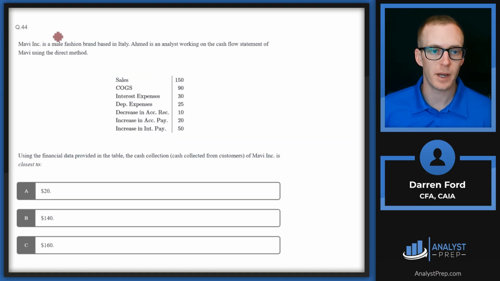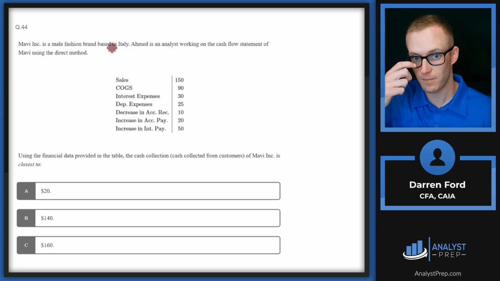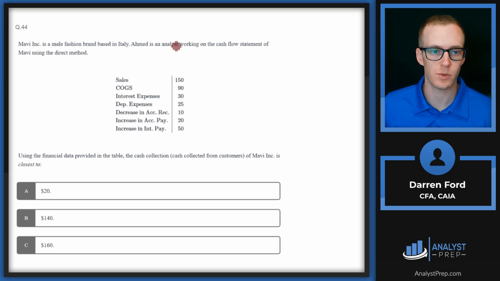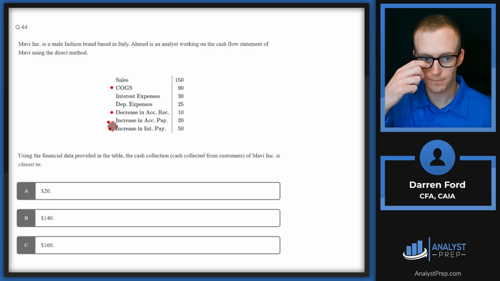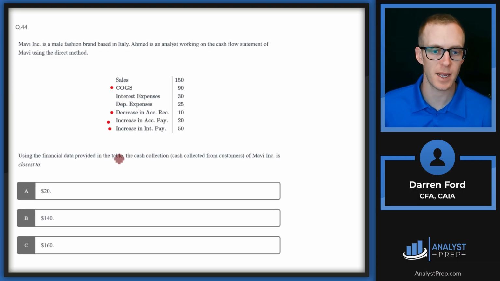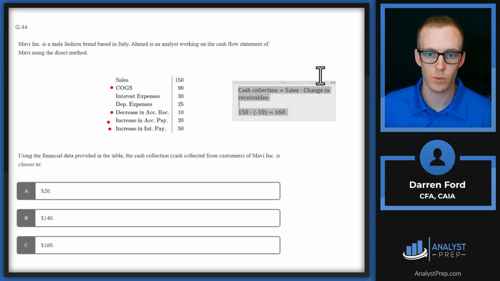Mavi Incorporated is a male fashion brand based in Italy. Ahmed is an analyst working on the cash flow statement of Mavi using the direct method. So we have sales, cost of goods sold, interest expense, depreciation expense, and then decrease in accounts receivable, increase in accounts payable, and increase in interest payable. Using the financial data provided in the table, the cash collected from customers of Mavi Incorporated is closest to. So we have a lot of extra information here, but there's really only 2 things we need: sales and change in receivable.